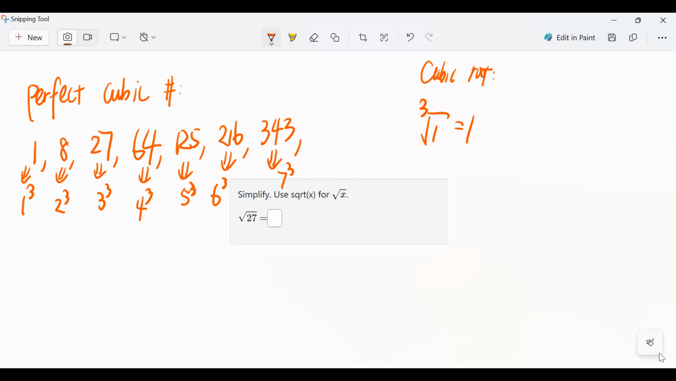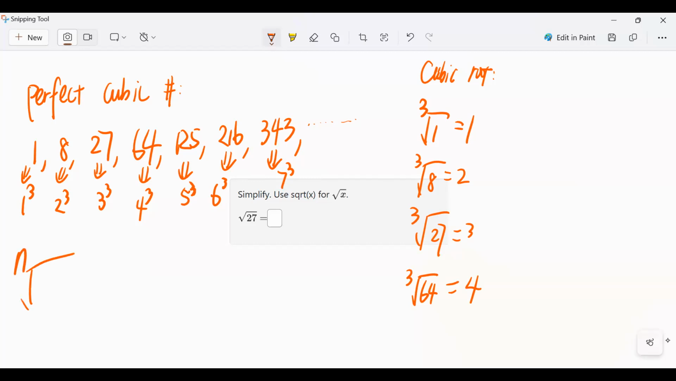So is the answer 3 for this problem? No, this is not a cubic root. This is a square root. I'm just going to review some of the cubic roots with you for now. So the cubic root of 8 is 2. The cubic root of 27 is 3. And the cubic root of 64 is 4. And these all come from the general property of the nth root of x to the a, which is x to the a over n.